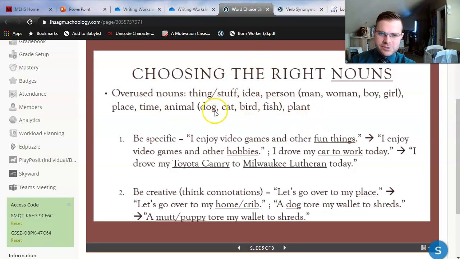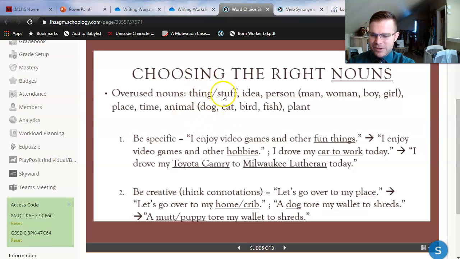The word stuff is just plural for thing. The word idea, there are better words for idea. Person is rather imprecise, right? Same thing with man, woman, boy, or girl. There are better words to be creative, or there are better words to be more precise with using those. Place, time, animal. If you're writing a short story and you said he was chased by an animal, use the specific animal that he was chased by. A bear, a grizzly bear, to be more specific, right?